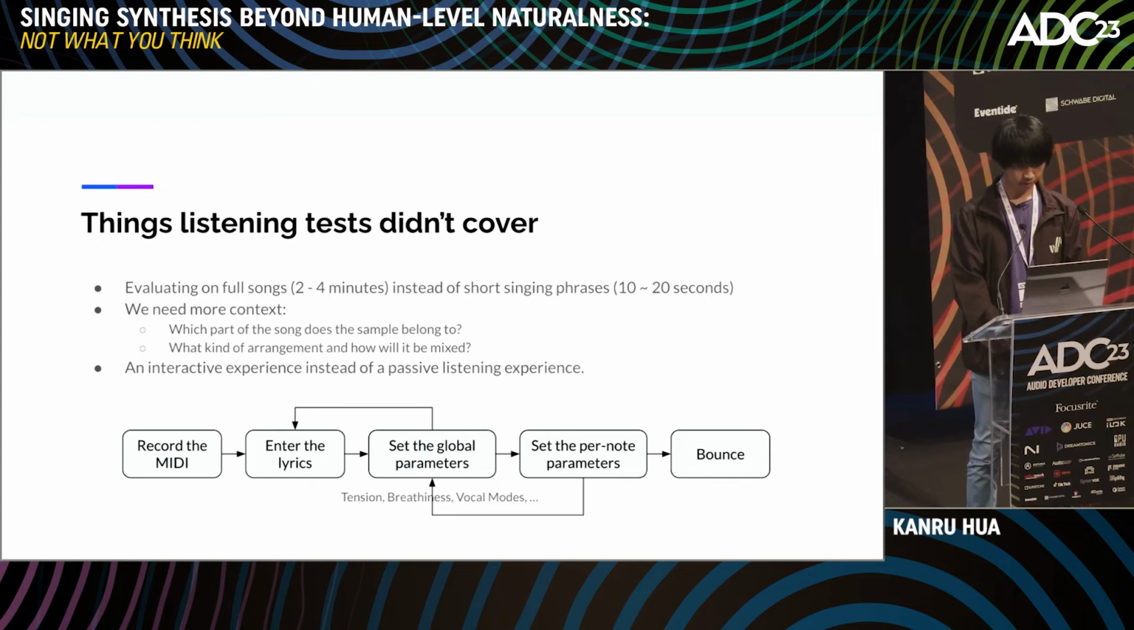The last thing is these listening tests didn't cover a lot of things. What we tested doesn't tell the whole story of singing voice synthesis. Currently, we're only evaluating on short singing phrases, like the one you just heard, which is 10 seconds. But in production, people use the system on very, very long full-length songs, 2 to 4 minutes. And within a full-length song, you could get different voice timbres. You could have different background music.